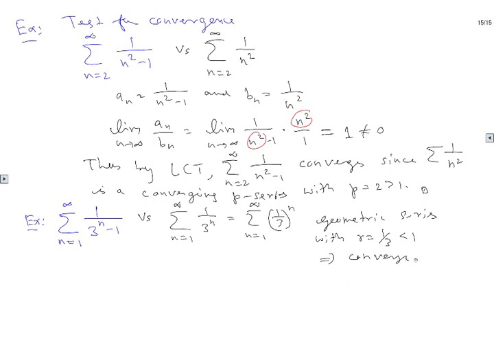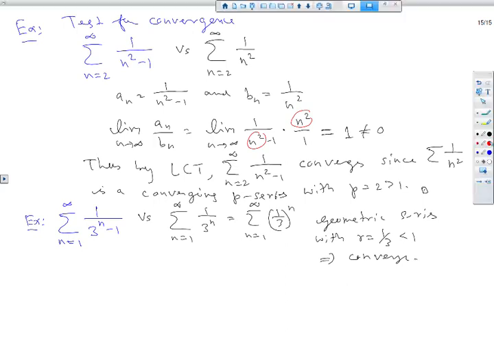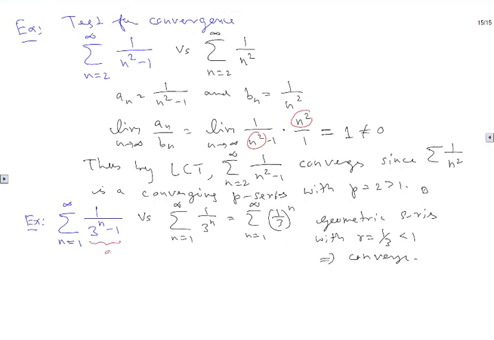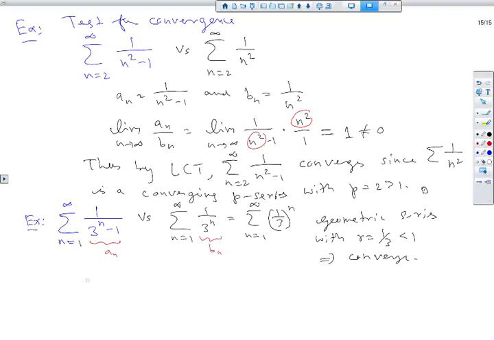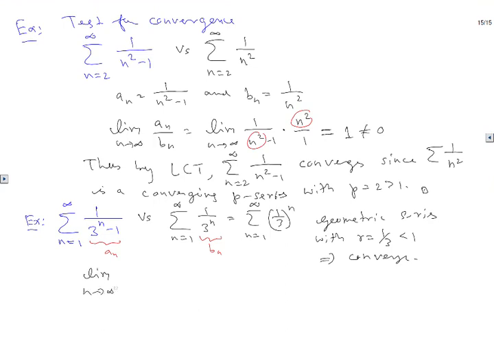So, and then also we know that in this case, if you take the limit, let's look at those two terms. This one we're going to consider as an, this one we're going to consider as bn. So if you do an over bn, then we can see the limit as n goes to infinity of an over bn is the limit of 1 over 3n minus 1 times, again as before, 3n over 1. You can see that if you look at the dominant terms, they are equal. So that means the limit is 1, which is not equal to 0.